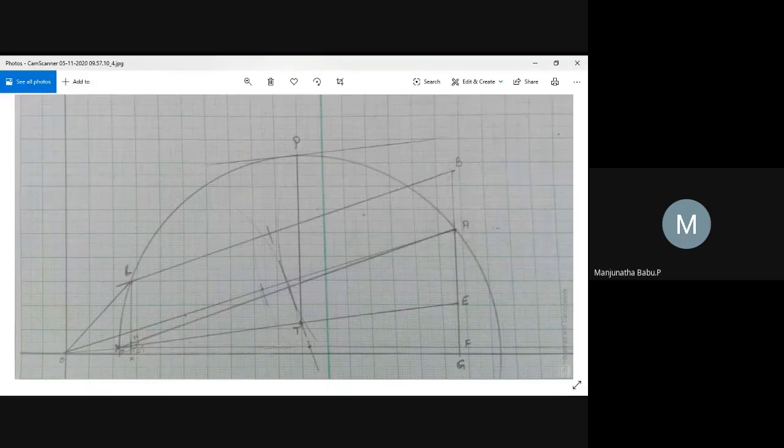Can you able to see the graph? Is the graph visible? No, sir. Okay. Now it is visible, right? Yes, sir.